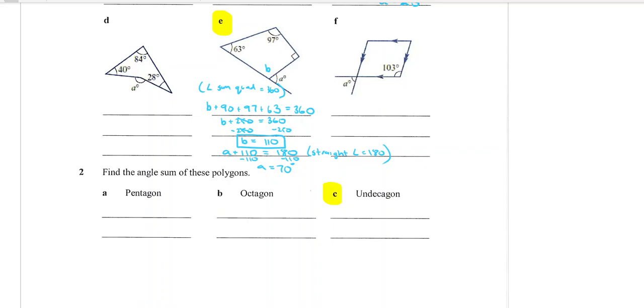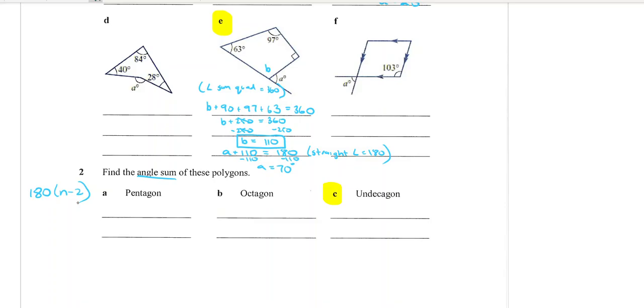Question 2. Find the angle sum of these polygons, and I want to do the undecagon. So remember, triangle is 180, quadrilateral is 360. They're the ones you should have memorized. But for anything else with more sides than that, the angle sum can be found with the formula 180 bracket n minus 2. That will tell you the angle sum of any polygon. Polygon just means a shape with straight sides. So n is the number of sides that it has.